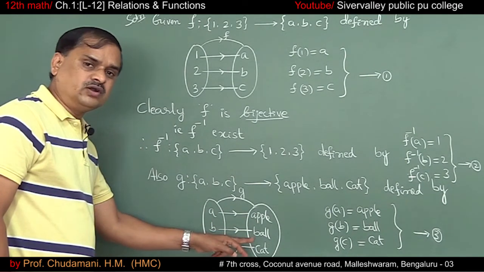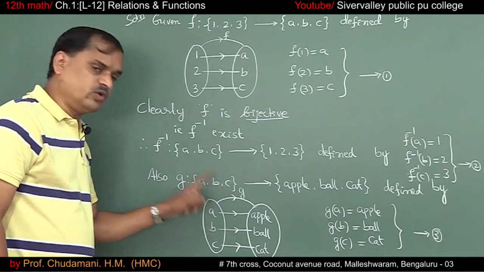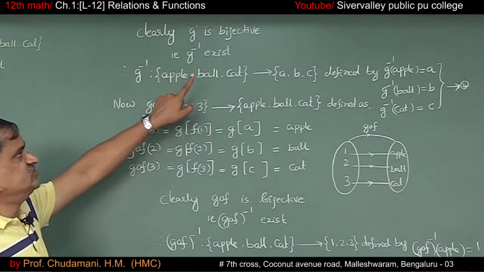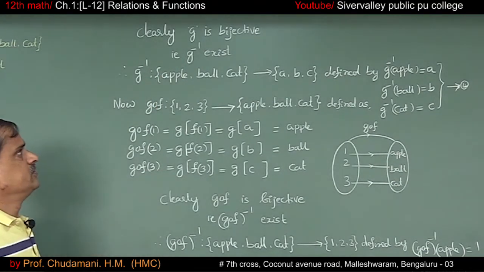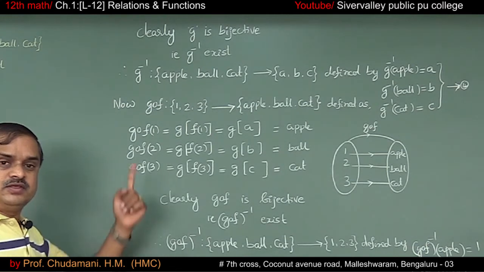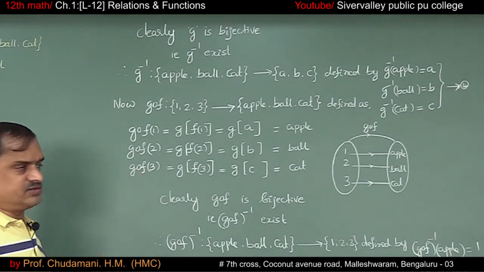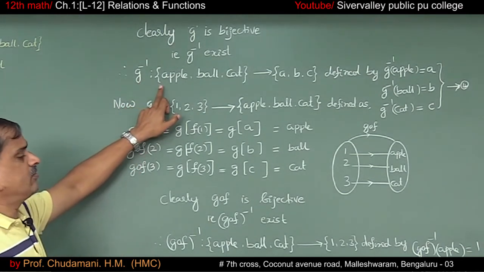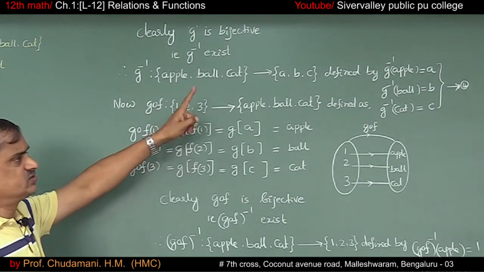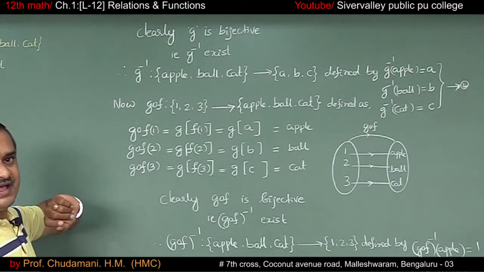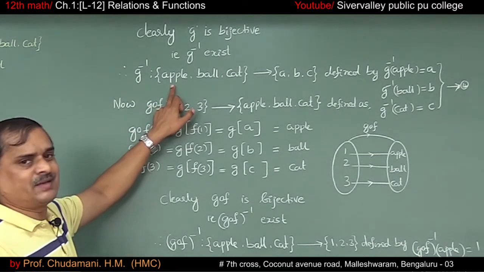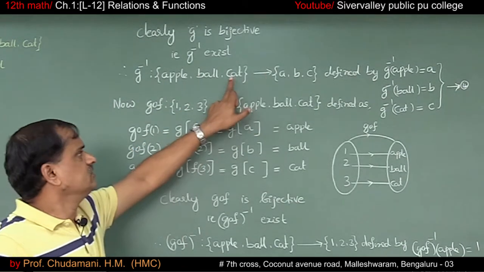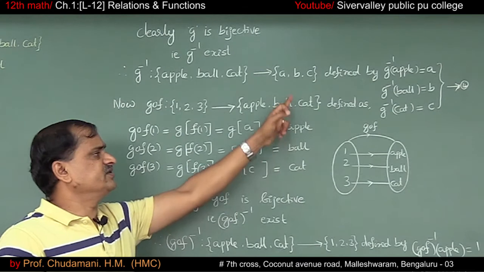That's why it is onto also. Since G is both 1-1 and onto, clearly G is bijective. Since G is bijective, G inverse exists. Inverse of G exists and is defined like this. G inverse from the set {apple, ball, cat} to the set {A, B, C}, defined as G inverse of apple is equal to A, G inverse of ball is equal to B, G inverse of cat is equal to C.